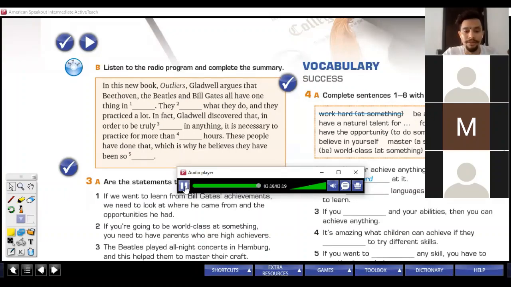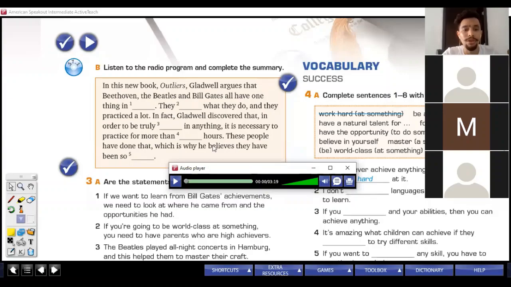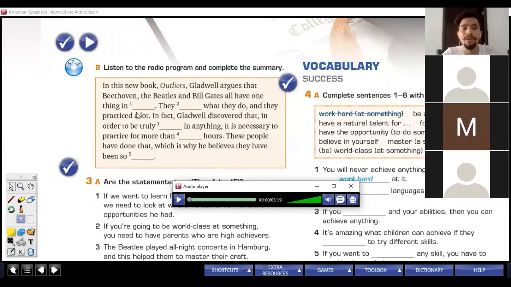All right, so that was it. Now let's get straight to the answers, right? I am going to read, and then you're going to tell me what are the words that are left. All right, so there you go.